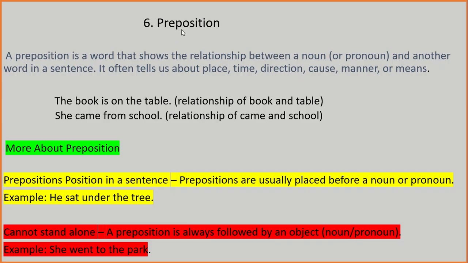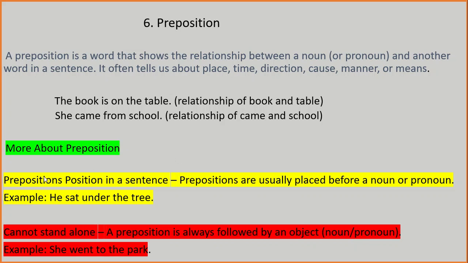Now, the sixth one is preposition. A preposition is a word that shows the relationship between a noun or pronoun and another word in a sentence. It often tells us about place, time, direction, cause, manner, or means. The book is on the table. The relationship of book and table. She came from school. The relationship of came and school.